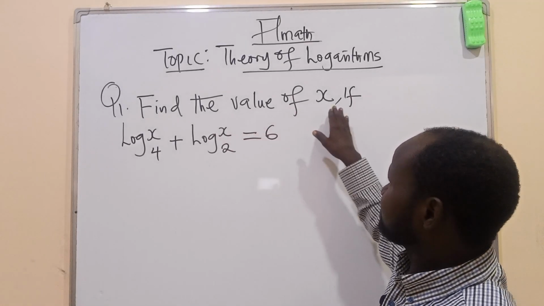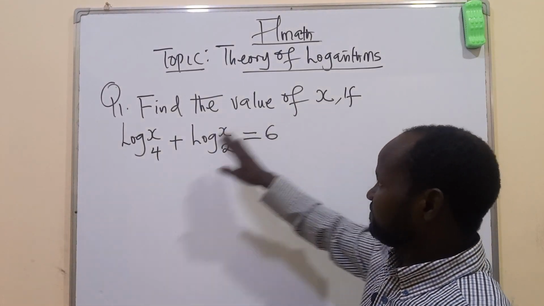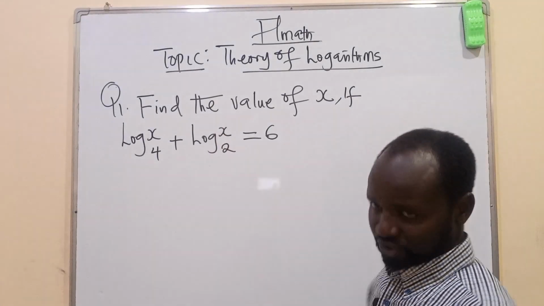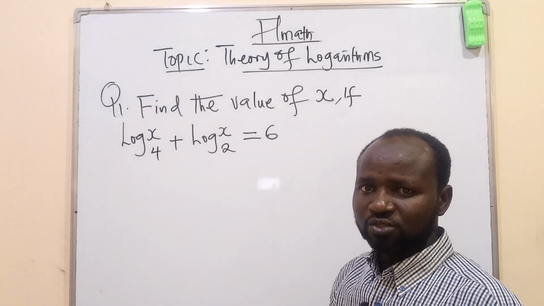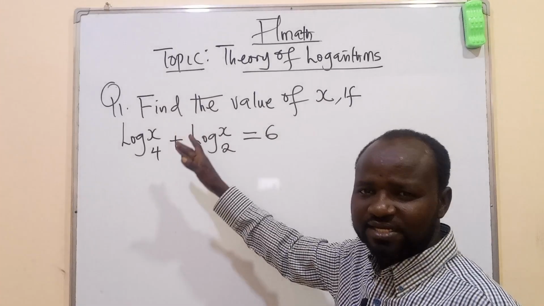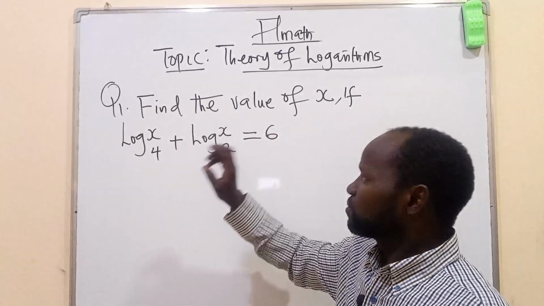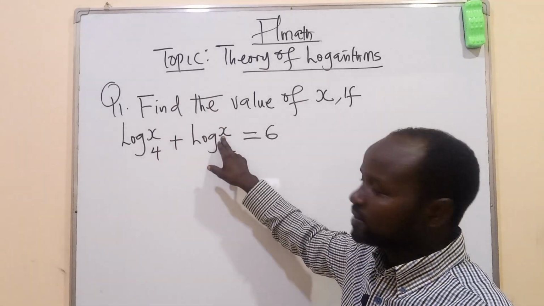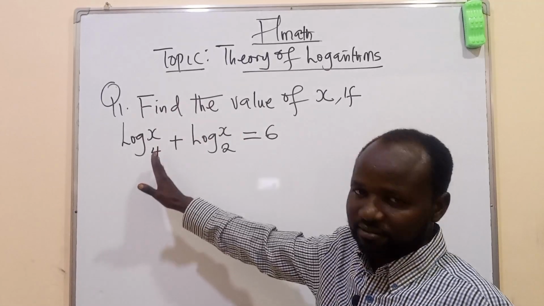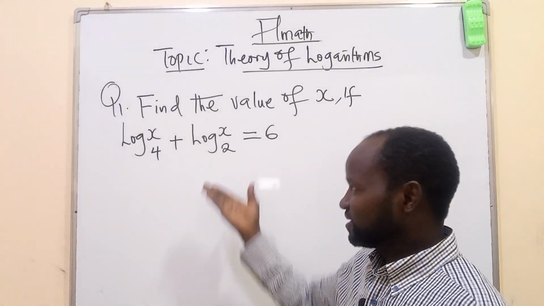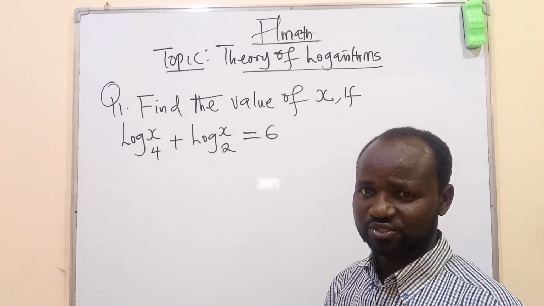We are asked to find the value of x. If log x to base 4 plus log x to base 2 is equal to 6, what will be the value of x that will satisfy both the left hand side and the right hand side? It means whatever the value of x, we put it here and we put it here. After we work on this left hand side, the answer must be equal to 6. Let's look at how we can solve this question together.